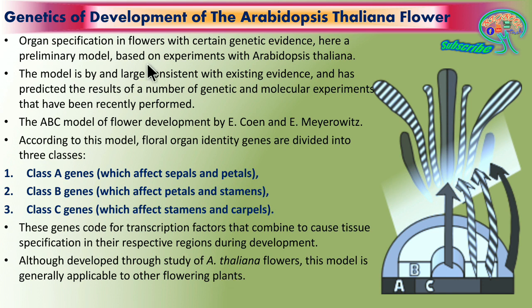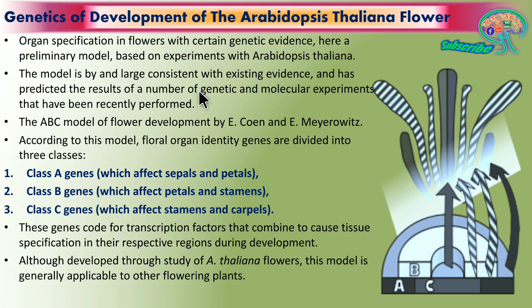Organ specification in flowers with certain genetic evidence. Here, a preliminary model based on experiments with Arabidopsis thaliana is observed. The model is by and large consistent with existing evidence and has predicted the result of a number of genetic and molecular experiments that have been recently performed. So here, on the basis of the experiments conducted with Arabidopsis thaliana regarding flower development, there is a massive observation of the flower development.